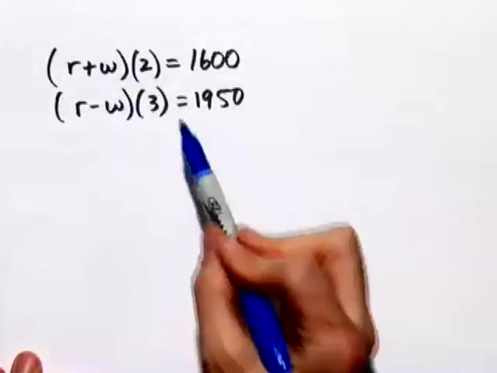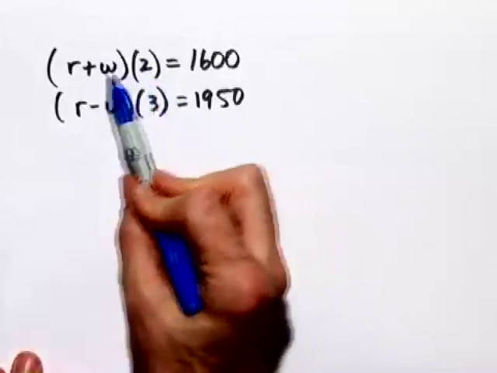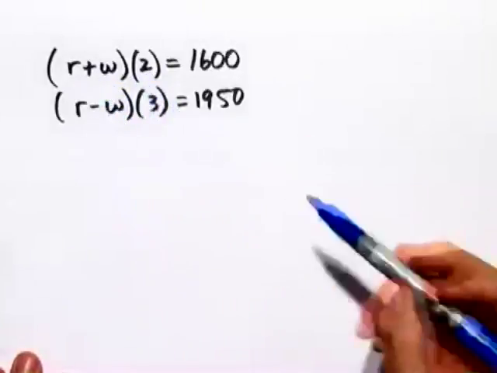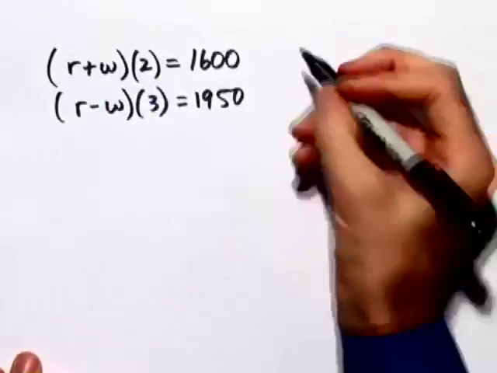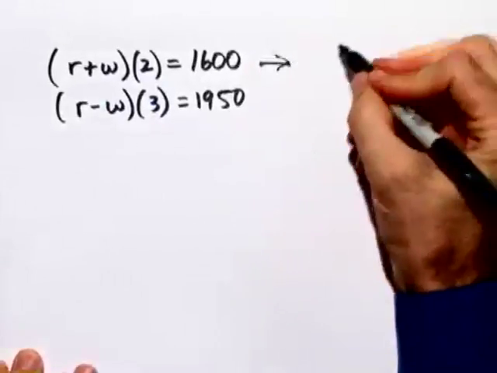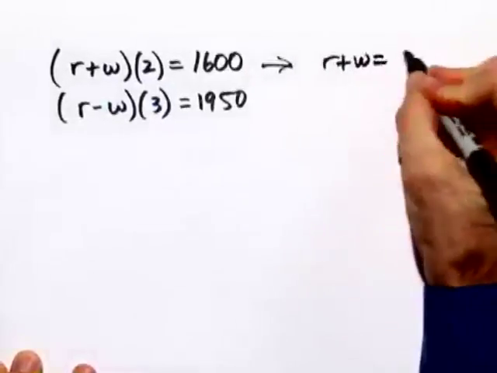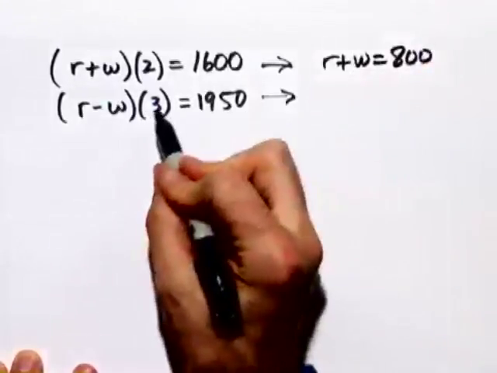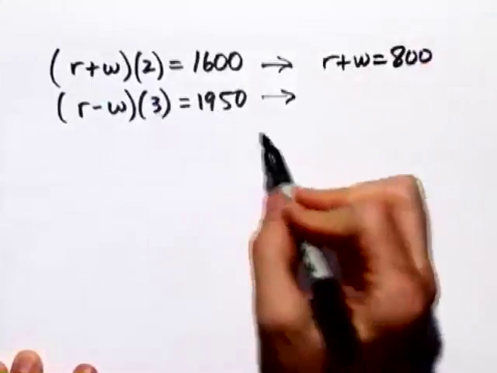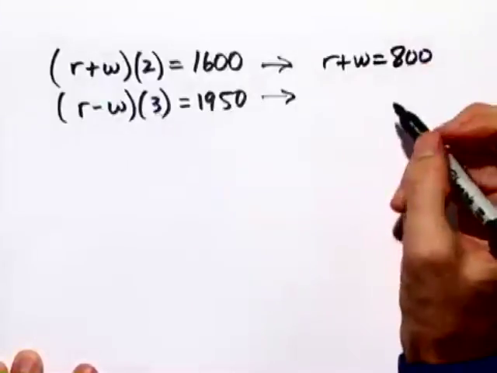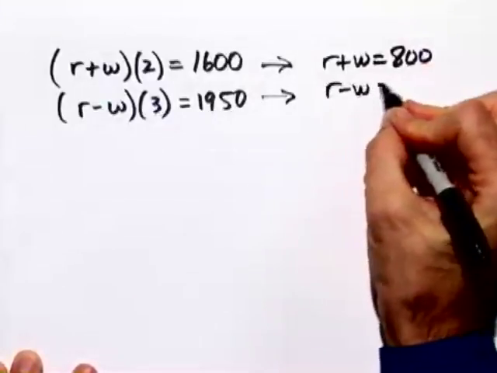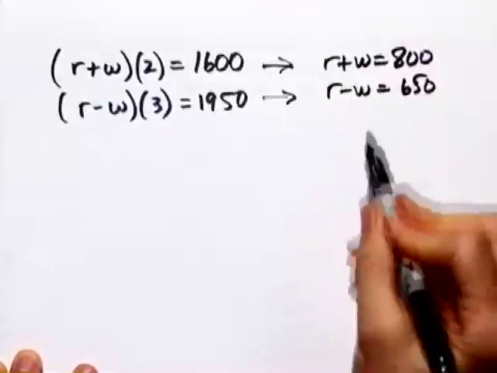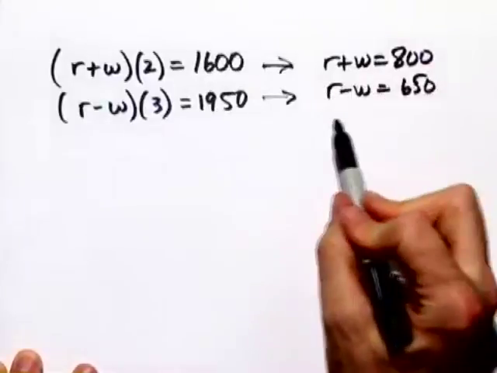The first thing we might want to do is get rid of these constants 2 and 3 that are factors of r and w. So if we divide both sides of the equation by 2, the first equation will become r plus w equals 800. If we divide both sides of the equation by 3, we'll cancel the 3 factor, and 3 dividing into 1950 is 650. So we have r minus w equals 650.